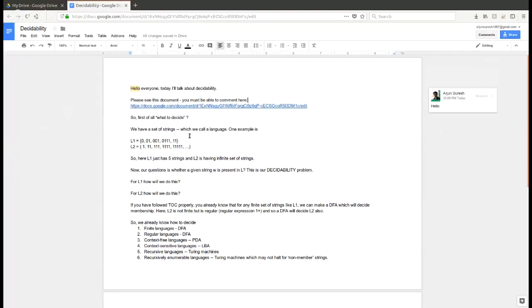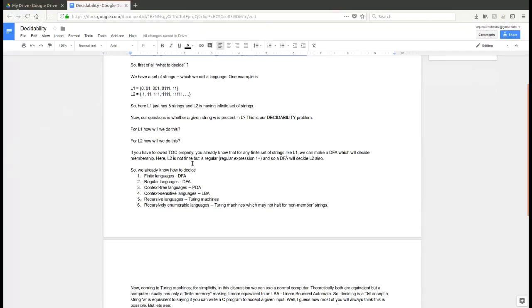So we have a set of strings which we call a language. So one example is this L1, which is having just 5 strings. And now we have L2, which is having infinite strings. So our decidability question is whether a given string belongs to either L1 or L2. So how will we do this? I'm not going to say how we do this.